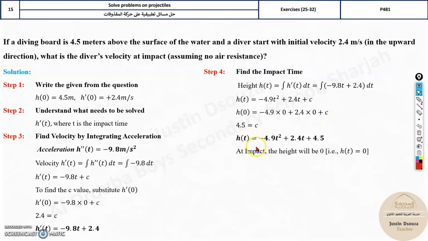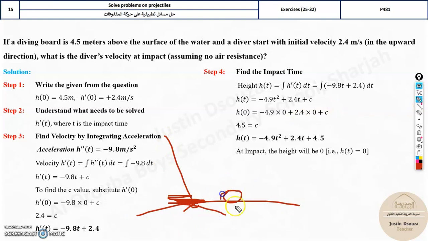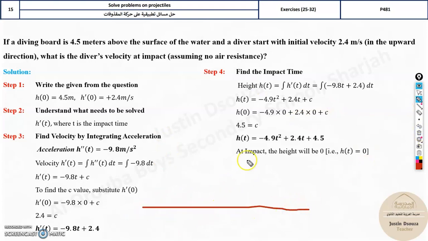Now over here, we know that the impact height must be 0. Impact means it's touching the surface, the initial base. That must be 0. So you must understand this. This is the surface of water. There's a diver who is above 4.5 meters. Impact means it's touching the surface over here. So the initial height is 4.5, but the impact height will always be 0. So h of t must be 0.